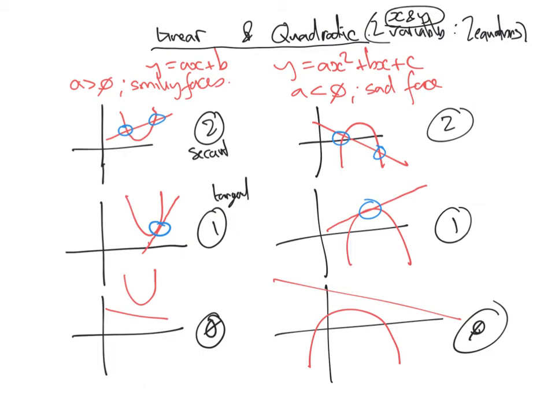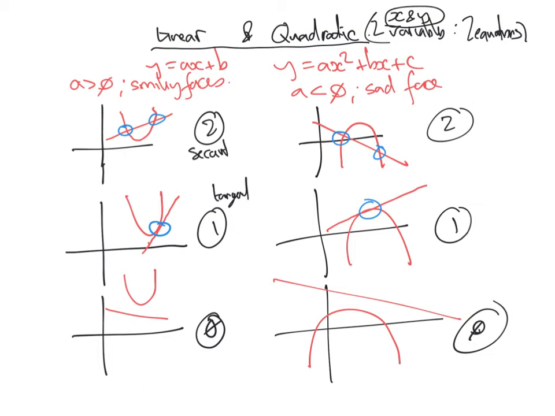Because obviously whenever you're drawing off a graph, everyone's graph is slightly different, so you can only ever estimate. But if you have to work them out exactly, or you have to work them out using algebra, then you're going to be solving essentially a quadratic equation. So that's linears and quadratics.